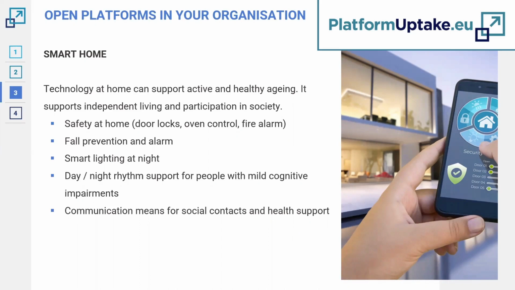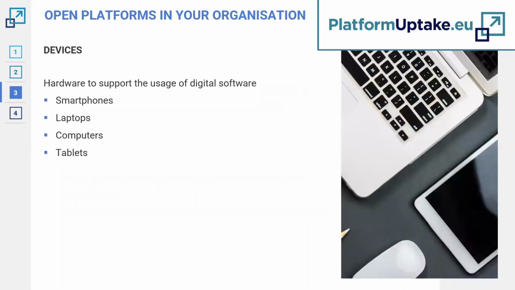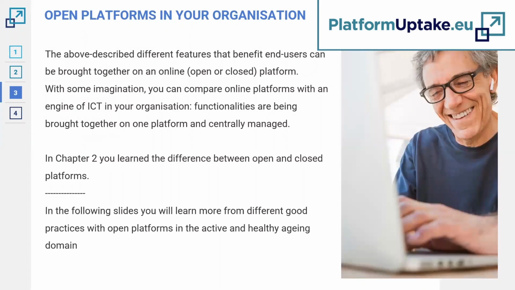Social communication is also very important, social participation. You can use technology for administrative support, for instance, to have census data available, and digital activity reports. And you have technology in different kinds of devices, such as smartphones, laptops, computers, and tablets. These are just examples and not complete.